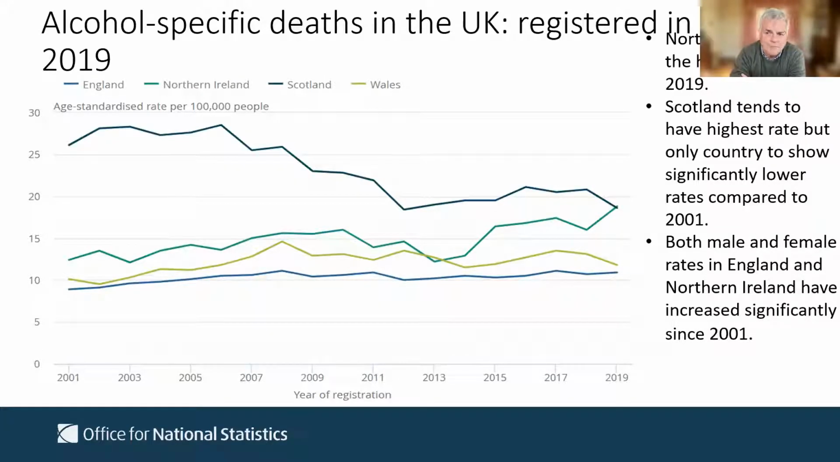And interestingly, we have had a decrease in alcohol-specific deaths in Scotland, which is the dark blue line at the top there. However, deaths in Northern Ireland have increased significantly, and deaths in Wales and England have increased, albeit more slowly. Next slide, please.